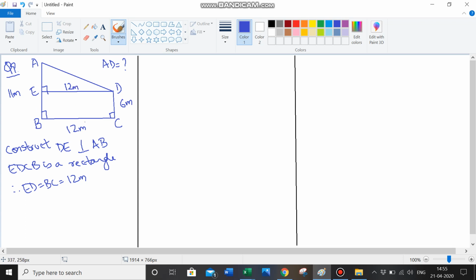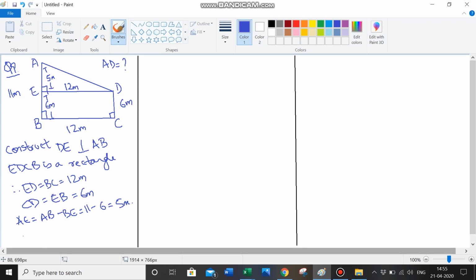And CD is equal to EB is equal to 6 meter. So this is 6 meter. So how much would AE be? Yes, AE would be equal to AB minus BE, which is 11 minus 6 is equal to 5 meter. So this is 5 meter.